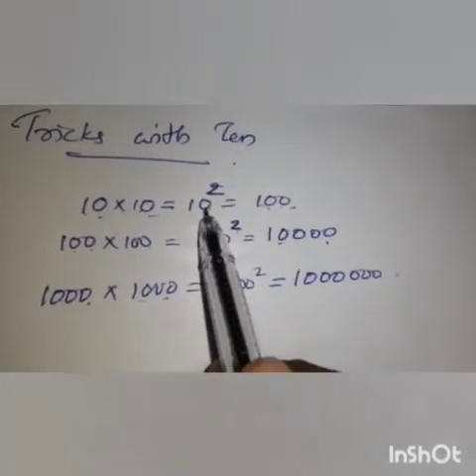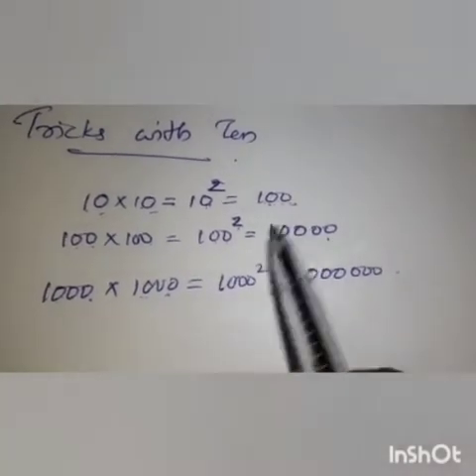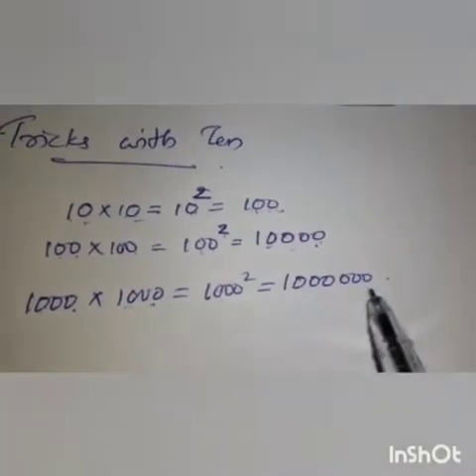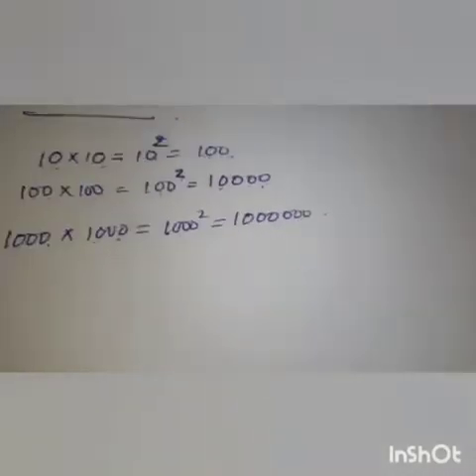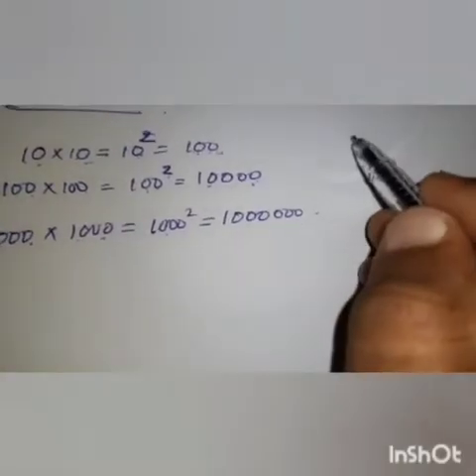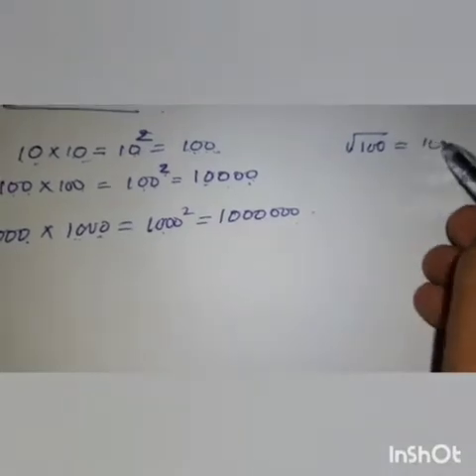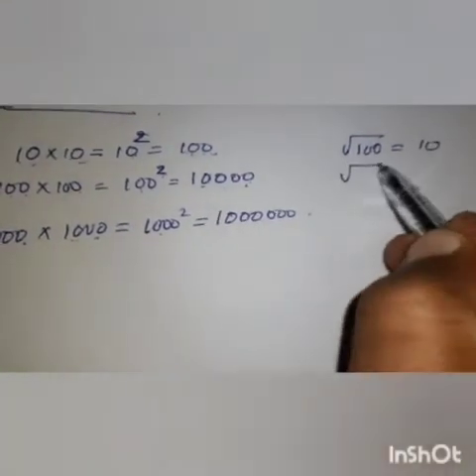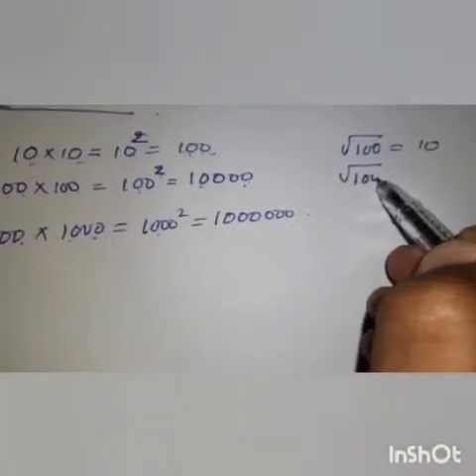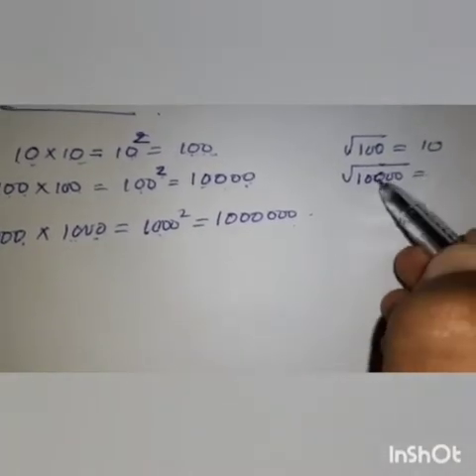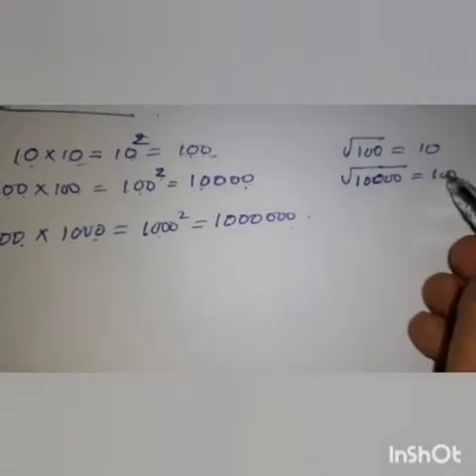So the square of 10 has how many zeros? 2 zeros. Square of 100 has 4 zeros. 1000 has 6 zeros. Then take the reverse: square root. Square root of 100, how many zeros? Only 1. Square root of 10,000, how many zeros? 2 zeros.